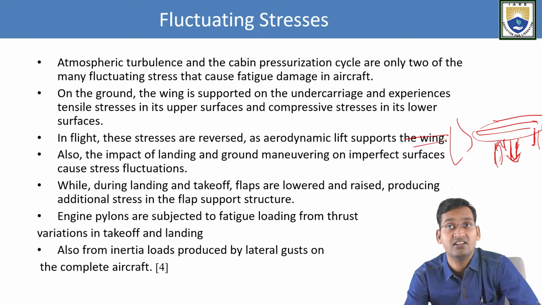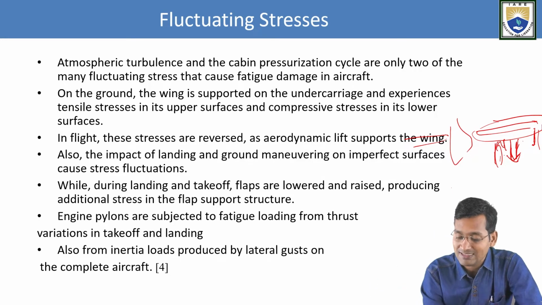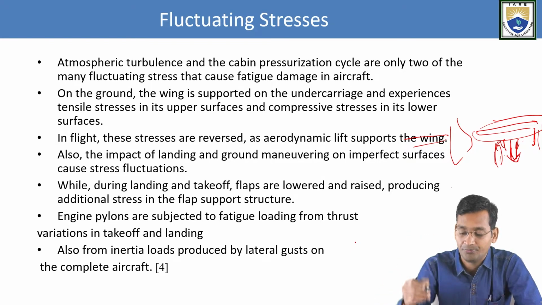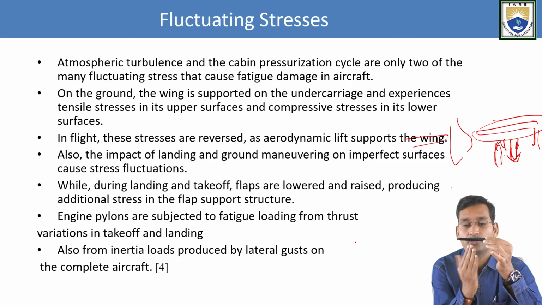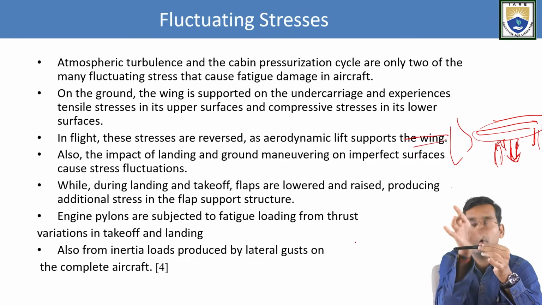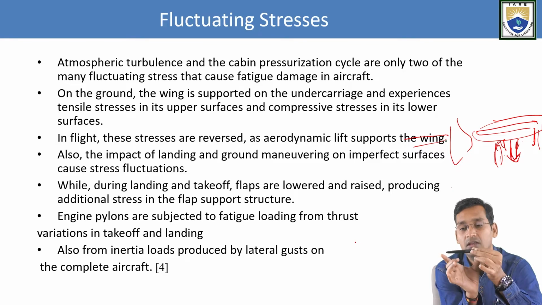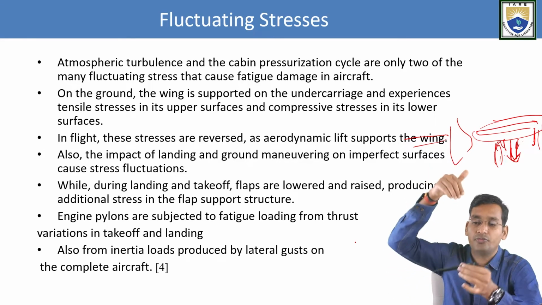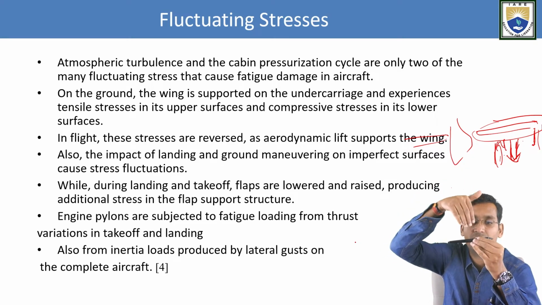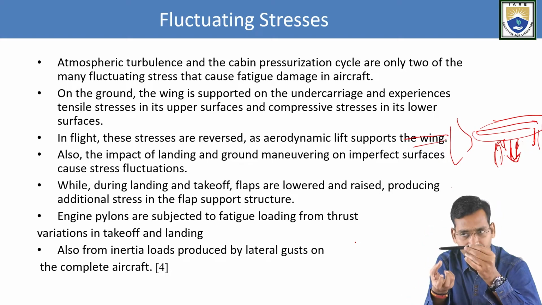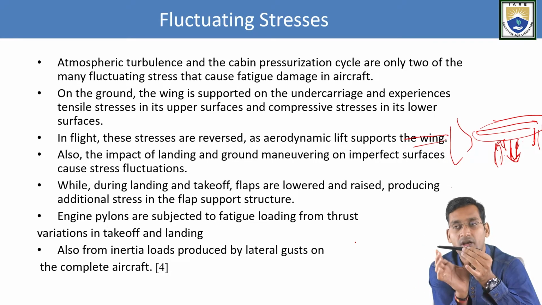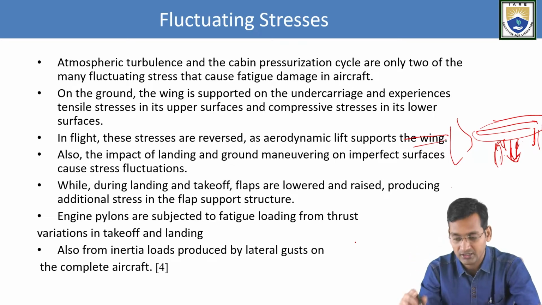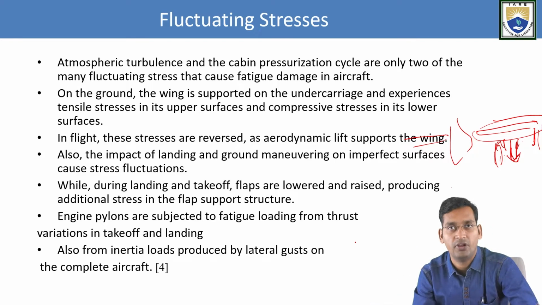In flight, these stresses are reversed as aerodynamic lift supports the wing. Now once it starts flying, then what happens? The body is moving upward, right? Now this is the wing. So now we are applying load here in the first case. Now this will try to move upward. So the upper part is getting contracted and the lower part is getting expanded. So this is experiencing the tensile force, and the upper part is experiencing compressive force. Now once this goes up, means now load is acting from this side. So this upper surface will experience the tensile force and the lower part is getting contracted. So this experiences the compressive force. So at the ground, it is just opposite to the flight.